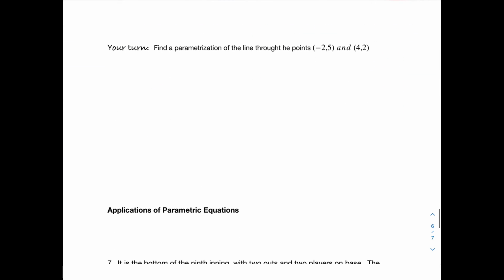So I want you to try this one. This time I ask you to find just the line through the points (-2, 5) and (4, 2). So remember, our basic setup is vector OP minus vector OA is equal to a scalar multiple of vector OB minus vector OA. So setting this up, that's just simplifying everything I explained in the original problem.